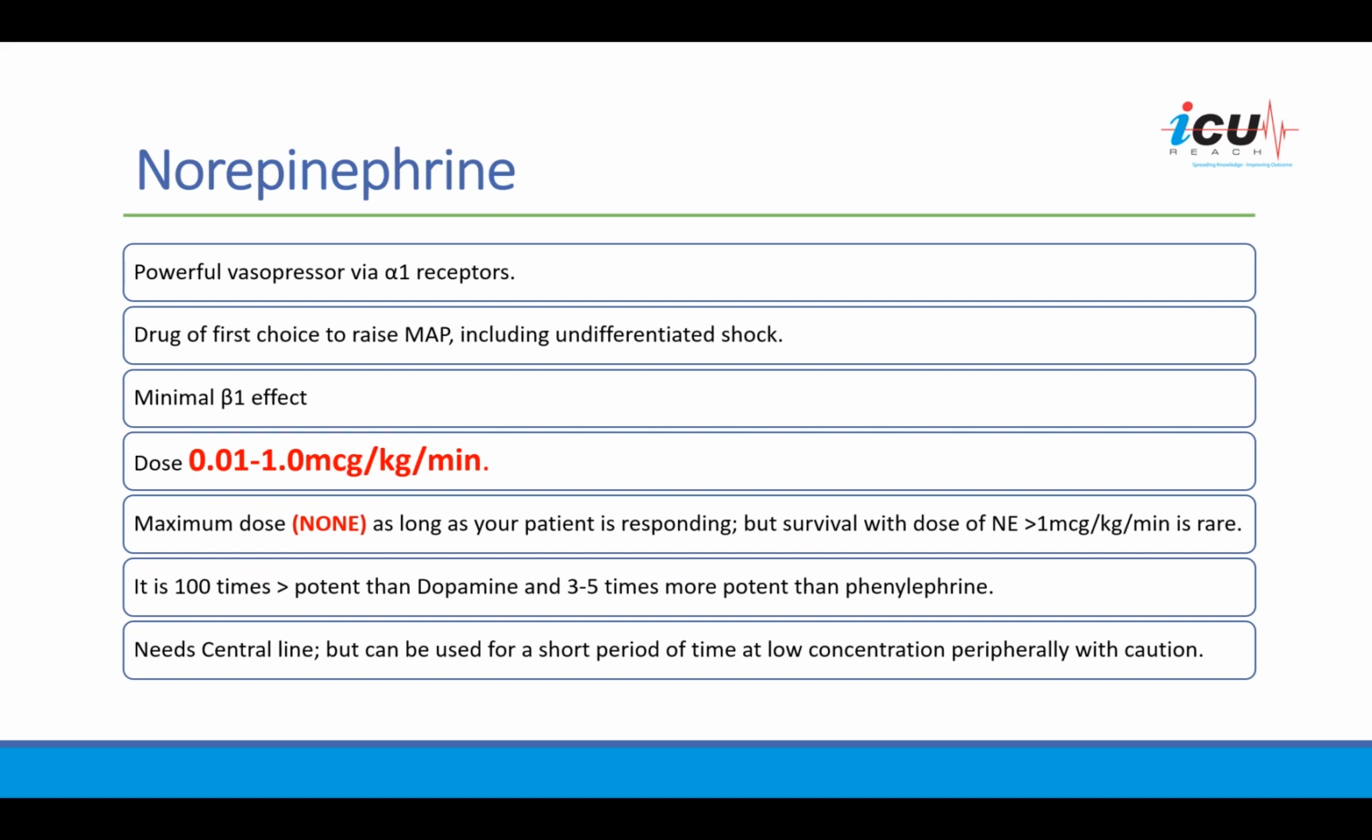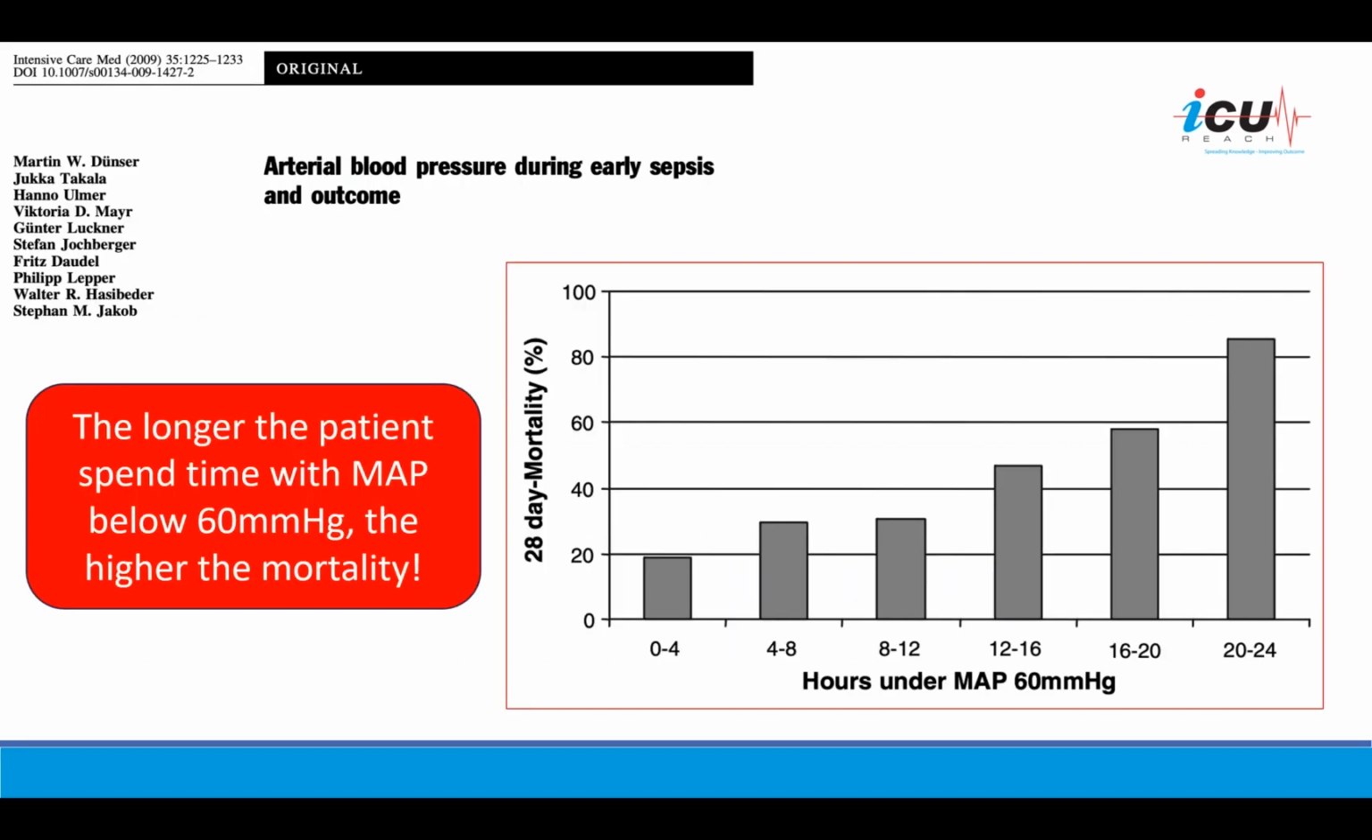Of course, you need a central line, but it can be used for a short period of time at a low concentration through a peripheral line, with caution, till you get the central line placed. So please do not delay the start of norepinephrine if you don't have a central line. You can start through a peripheral line and then insert the central line later.